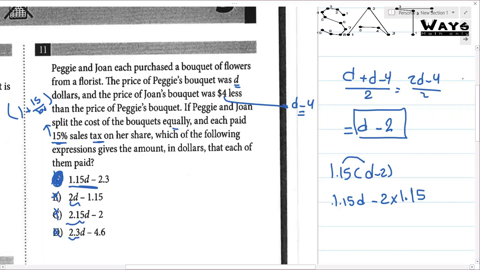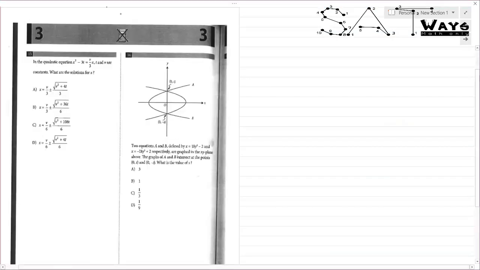Okay, another one, number 13. Or let's move to number, sorry, not 13, 14.